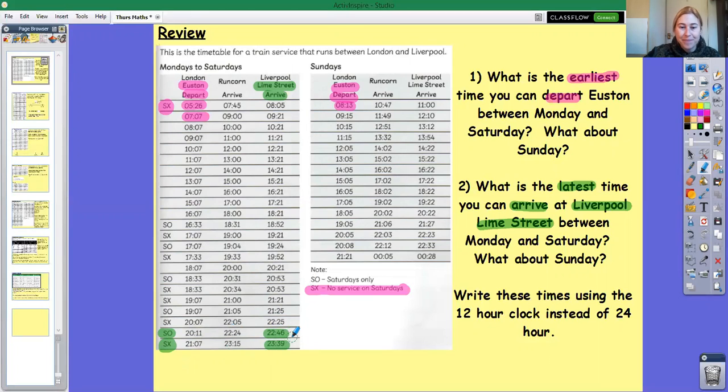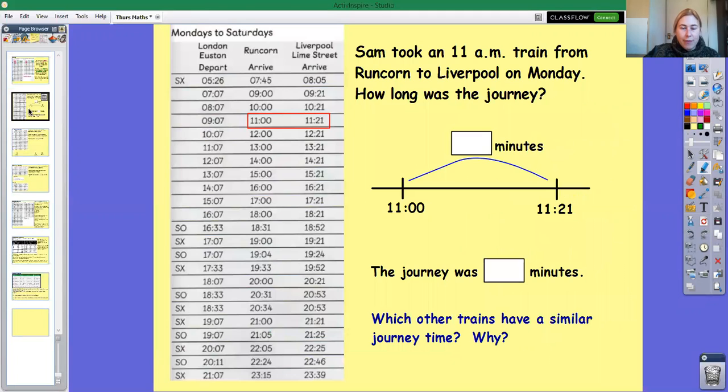In the 12-hour clock. If we're looking at Sunday, we'd need to look at the Sunday timetable again, and we still want to arrive at Liverpool Lime Street. So I'd need to go to the latest time, which is actually 28 minutes past midnight. So yeah, great. Let's look at the next question if we carry on. So here's where we start to think about calculating time durations. So just pause the video for a minute and have a look at the question.